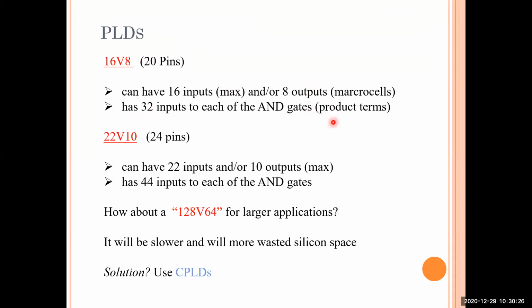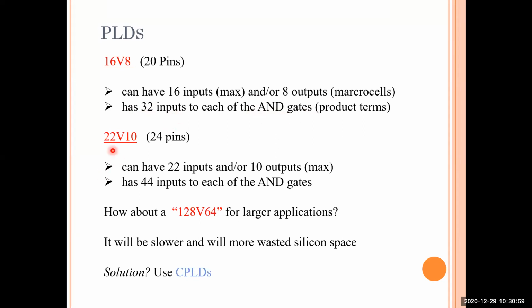So see now, in PLD, as I told, there are basically two types, PAL or PLA. The designing of this programmable array logic or logic arrays is done with the help of AND gates or OR gates. So that's why you can see now these AND gates are being used. This AND gate has 32 inputs to each of the AND gates.